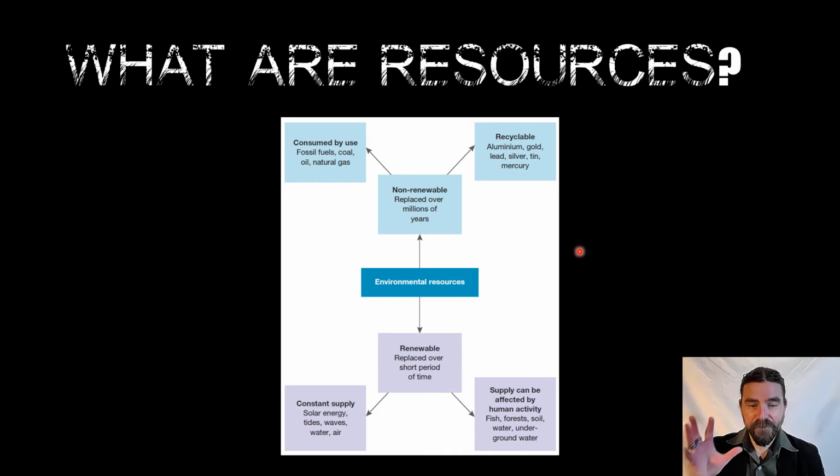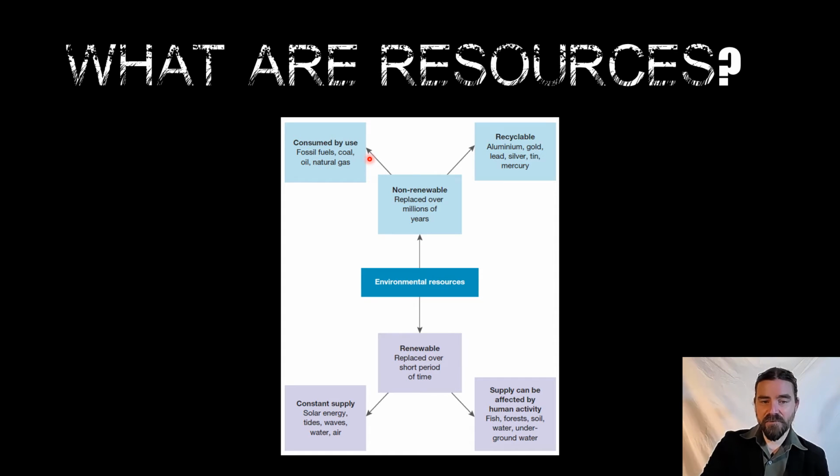So, environmental resources can be split into non-renewable and renewable. The non-renewable stuff takes millions of years to be replaced, so we call it non-renewable, right? Because we're not going to be around for millions of years, so that's not relevant to us. So which non-renewable things are consumed by us using them? All of our fossil fuels, so that's all the petrol, the oil, natural gas, coal, all that stuff. Once we use it, it's gone.